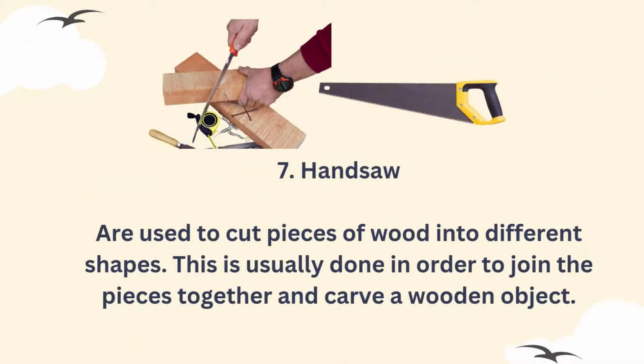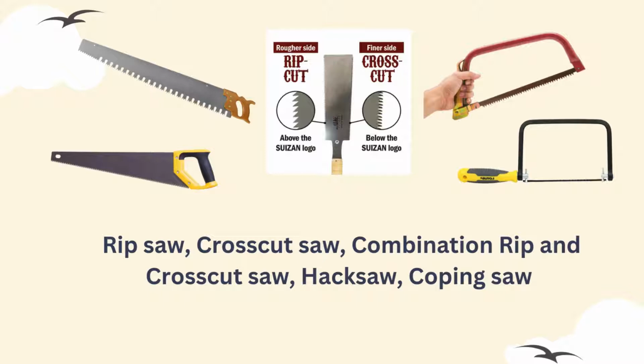7. Handsaw. Handsaws are used to cut pieces of wood into different shapes. This is usually done in order to join the pieces together and carve a wooden object. Rip saw, crosscut saw, combination rip and crosscut saw, hacksaw, coping saw.